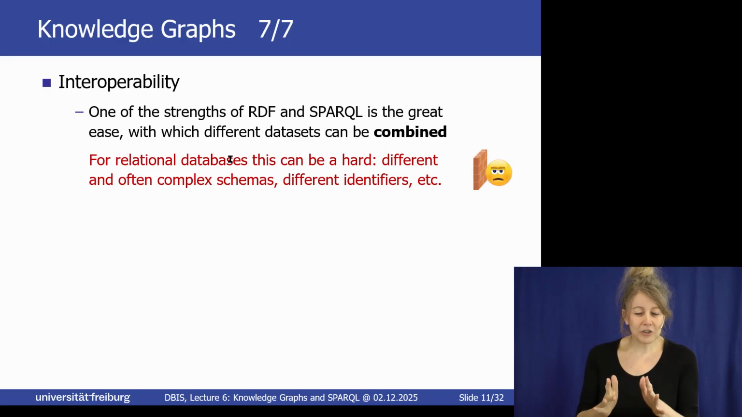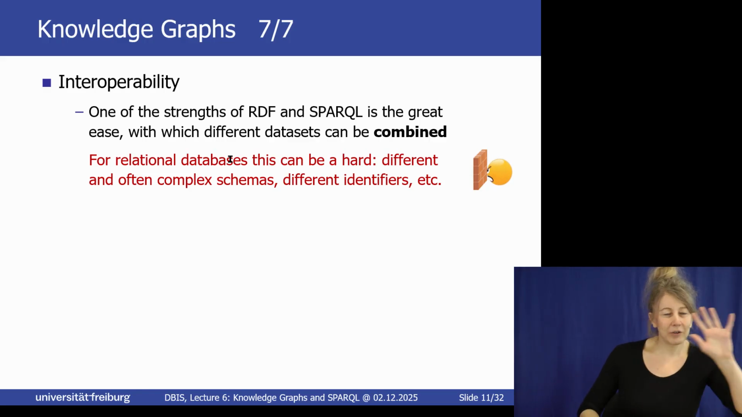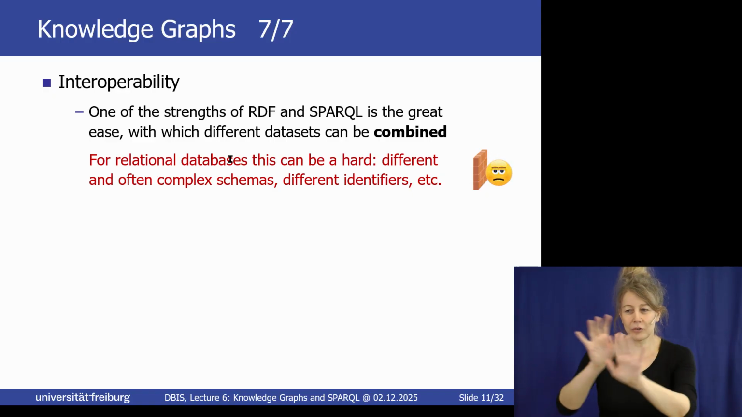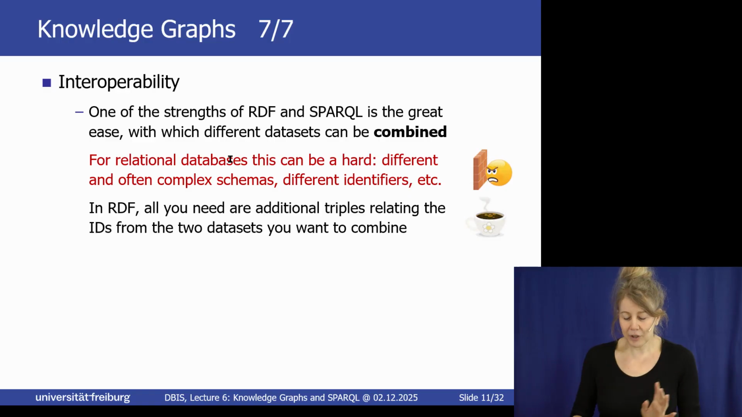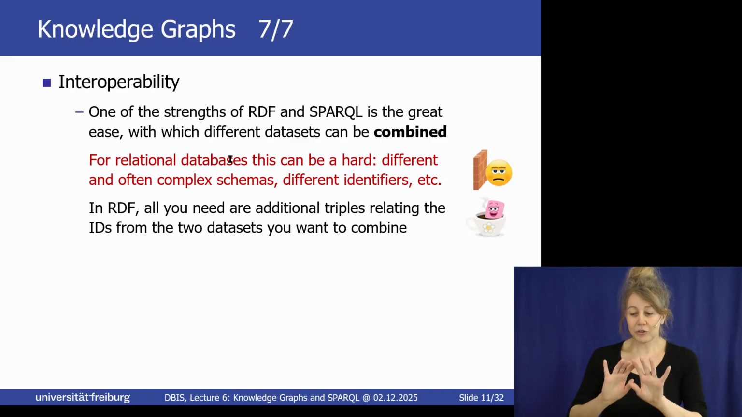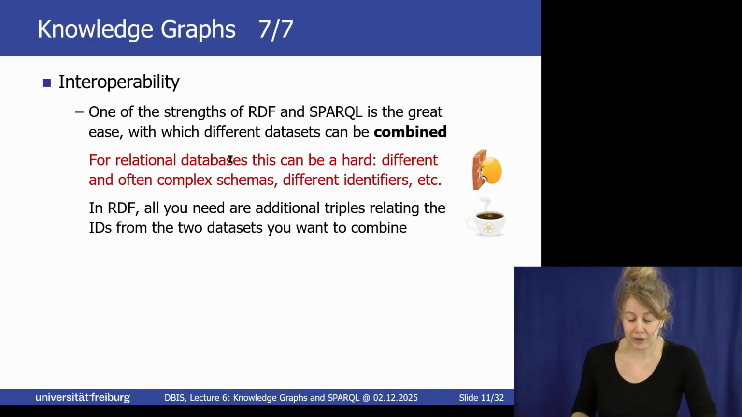That's so much easier in this world because you have triples in this data set and triples in this data set, and you just throw the triples together. So there's basically nothing you have to do. It's a set of triples and another set of triples. You just concatenate them together.